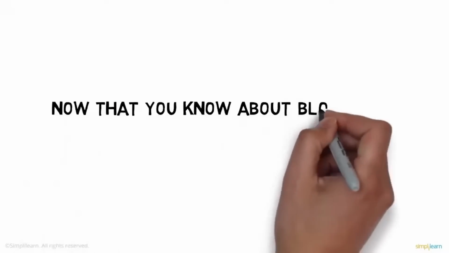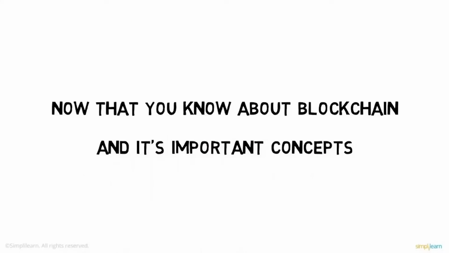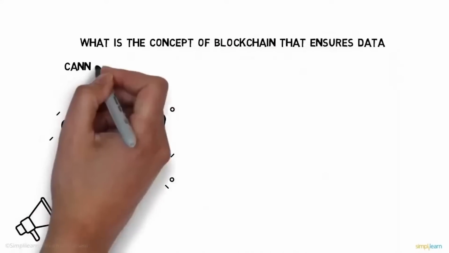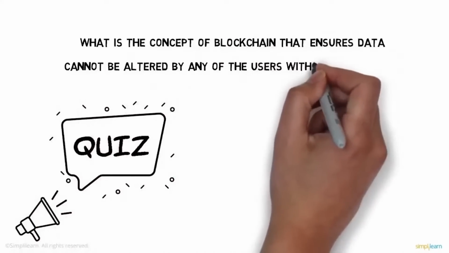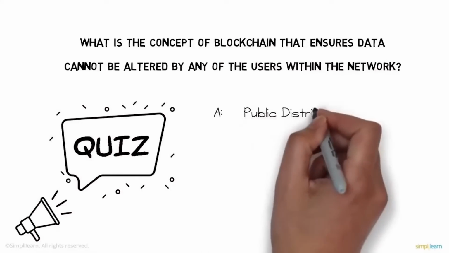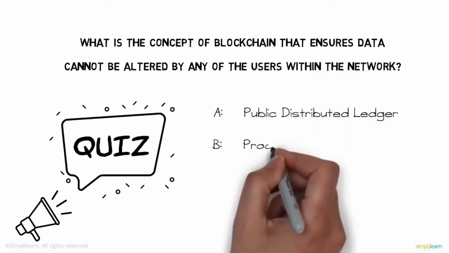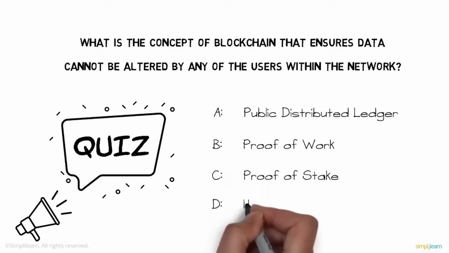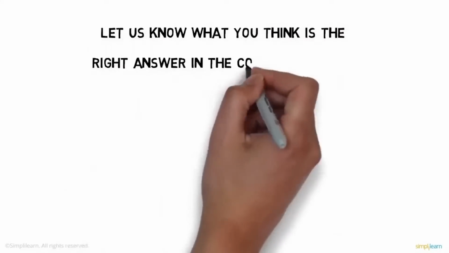Now that you know about blockchain and its important concepts, time for a small quiz. What is the concept of blockchain that ensures data cannot be altered by any of the users within the network? A. Public distributed ledger. B. Proof of work. C. Proof of stake. D. Hash encryption. Let us know what you think is the right answer in the comments below.